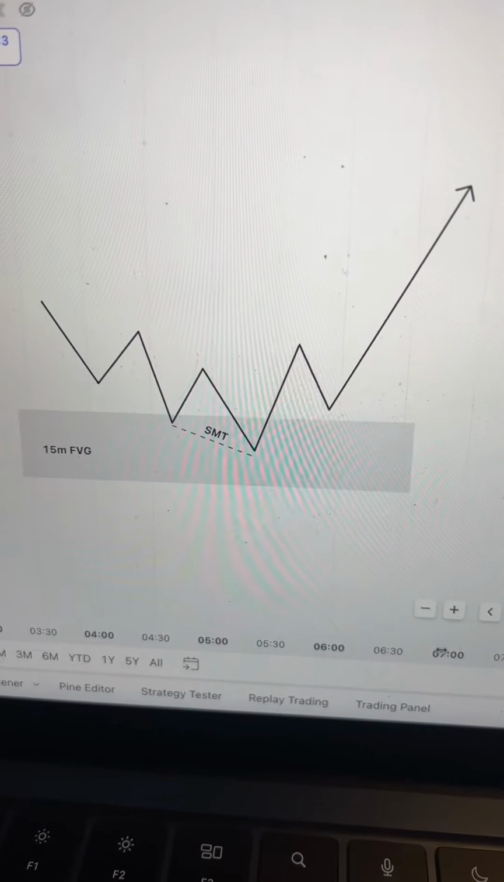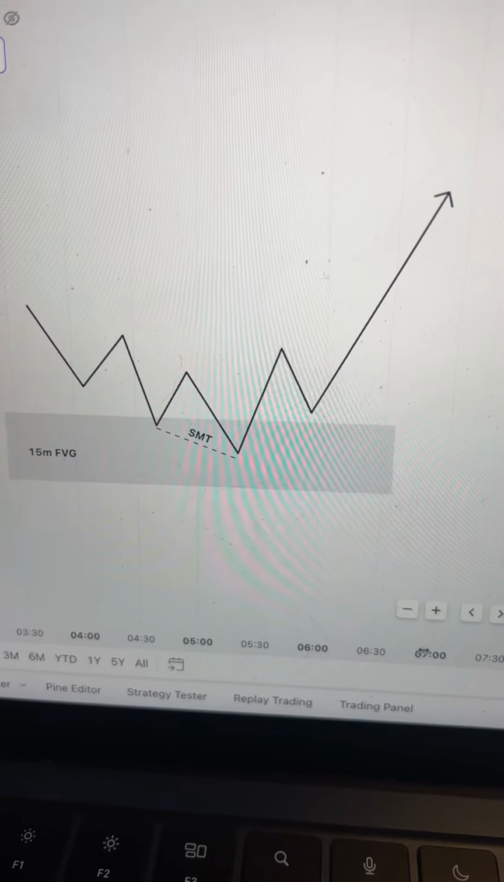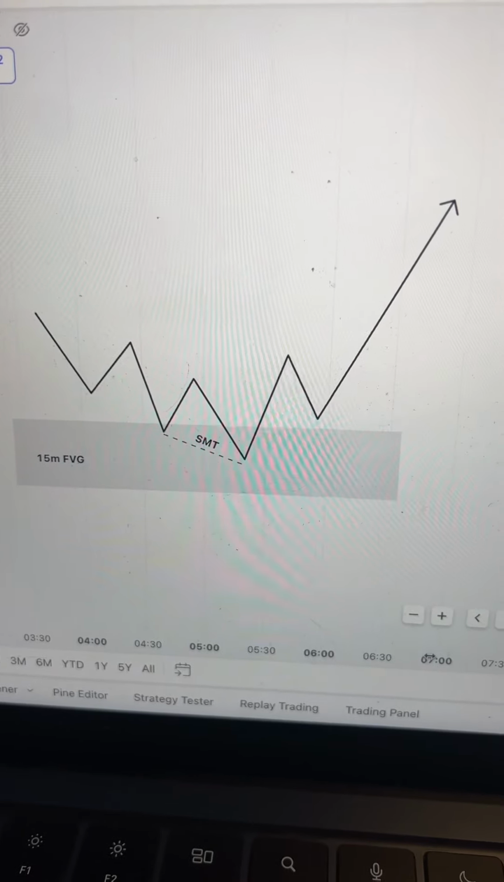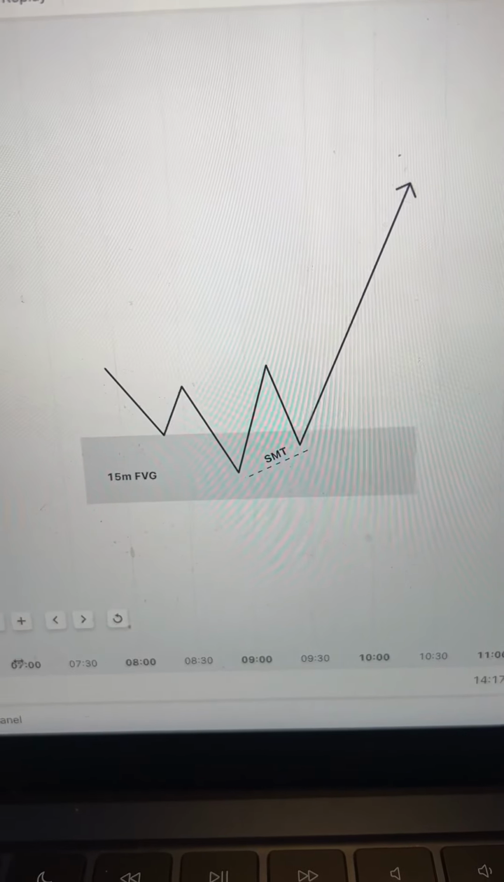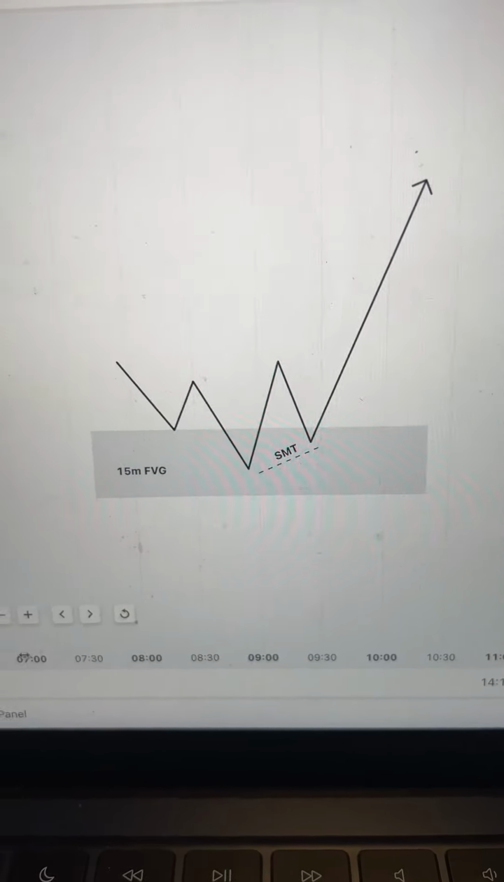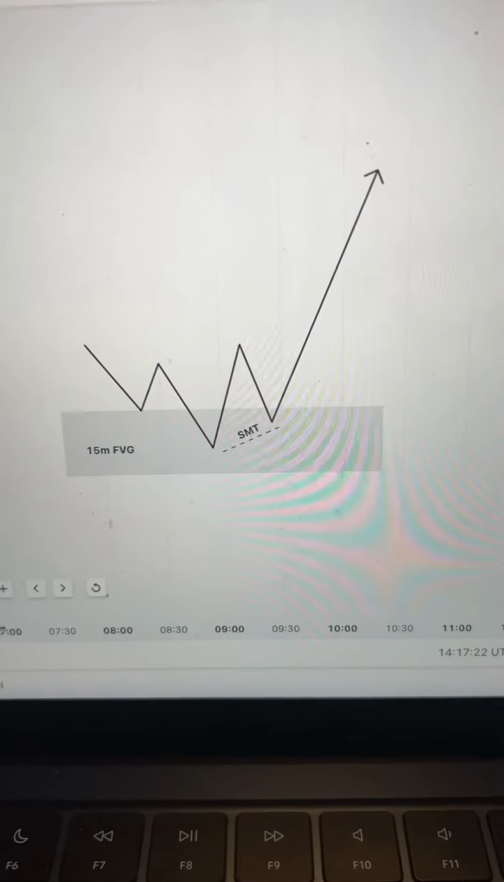So if you see right here, let's pretend this is NASDAQ. NASDAQ makes a lower low as it taps into our bullish level, while ES makes a higher low as it taps into the same bullish level. That's your SMT divergence. That's going to be the key to start looking for longs and to spot the reversal.